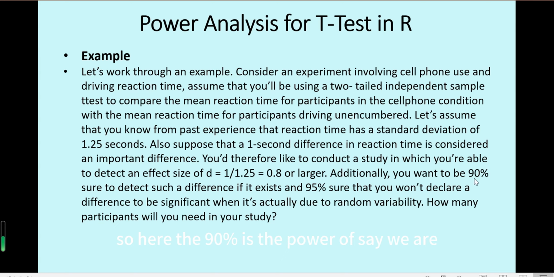Here, the 90% is the power, meaning we are 90% confident that we can find this effect. This is 1 minus type 2 error. At the same time, we want to be sure that at the 95% significance level, we will not make a type 1 error larger than 0.05. So this is the trade-off. Since we know these three, we can define the minimum sample size required to detect such an effect in the t-test.